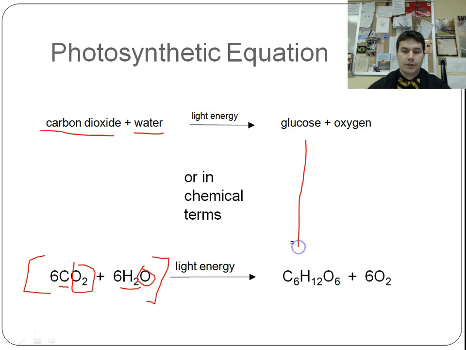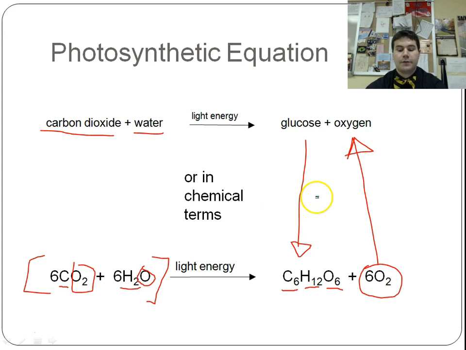which is this complicated molecule. It's C6H12O6. That's 6 carbon, 12 hydrogen, and 6 oxygens. And then you have 6 leftover oxygens remaining. This is this material right here.